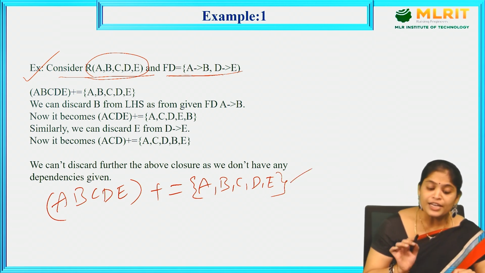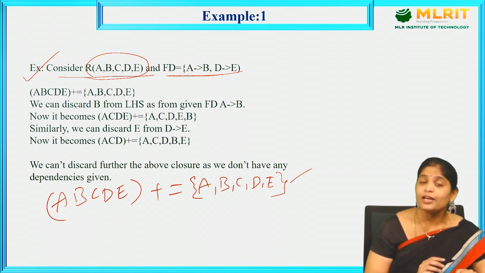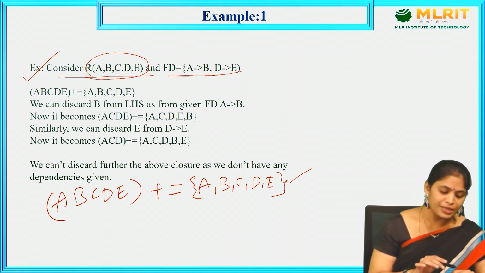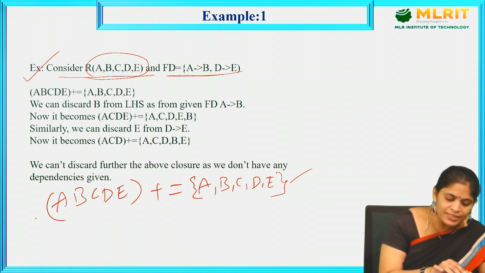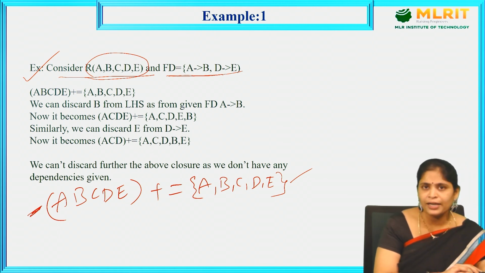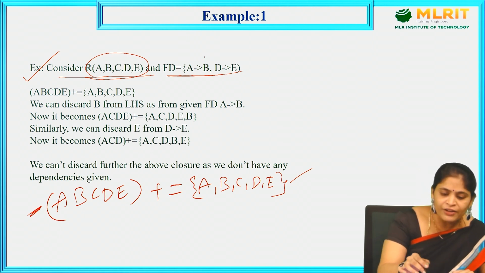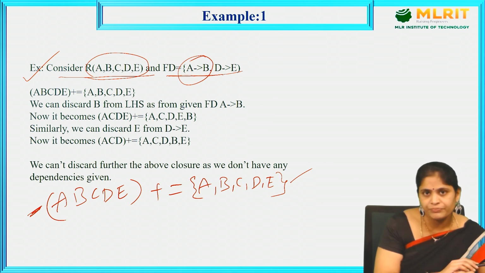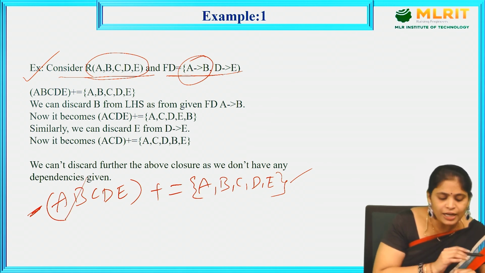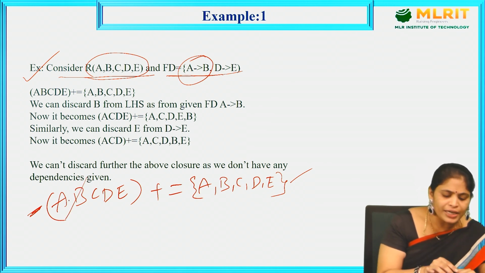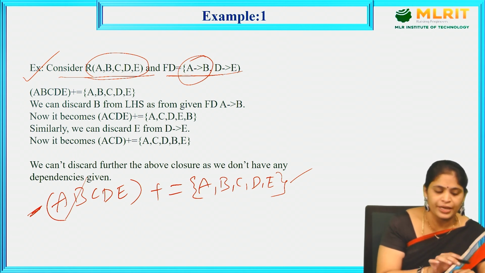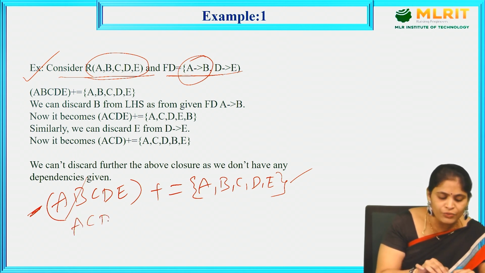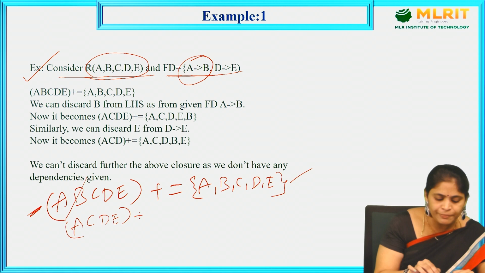Clear? Next, we need to discard. What does discarding mean here? See here on the left hand side, from the given FDs, A derives B. B is derived by A. Right? So, we can discard B. Why? Because A derives B, or B is derived by A. So now we get the closure ACDE plus.